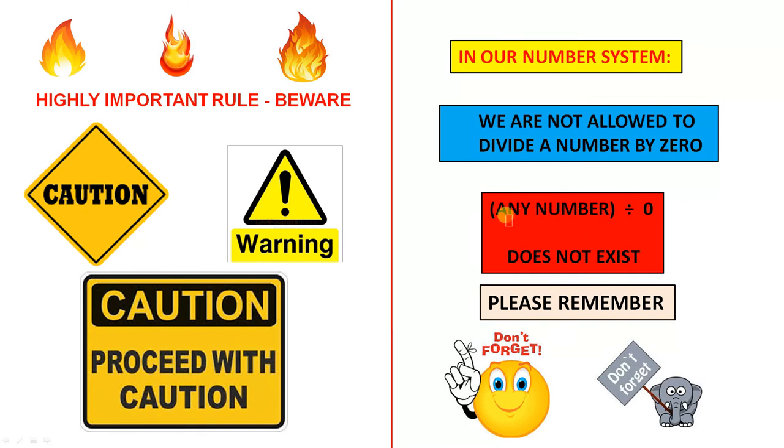That means any number divided by 0 does not exist. That is, there's no answer for it. I will repeat. Any number divided by 0 does not exist. That means there is no answer for it in our number system, so we're not allowed to do it. So please remember, do not forget this rule.